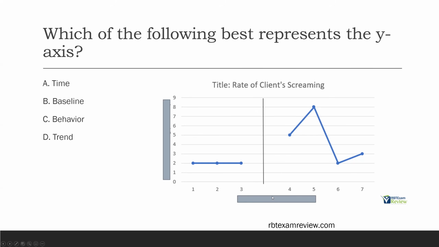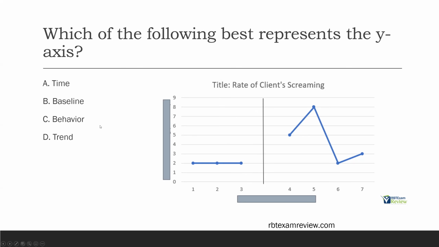B, baseline. Well, baseline data is what we have here, these 1, 2, and 3 data points, okay? Baseline data occurs before intervention, right? Baseline is going to be behavior and time, right? It doesn't go on a single axis. It goes on our actual graph, so we can eliminate B, baseline.